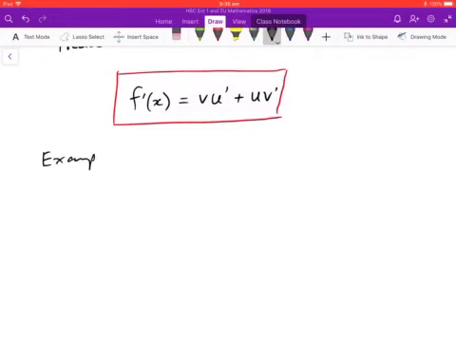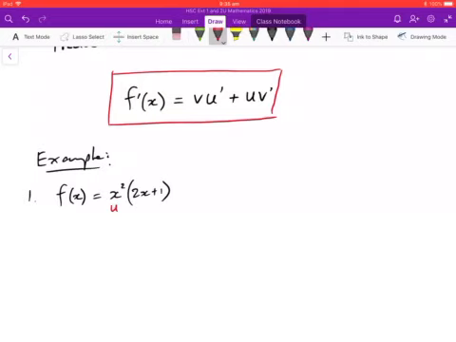So we've got an example. I'll show you the first one that we did. f of x is equal to x squared times 2x plus 1. Now, probably you would just expand this, but I'm going to show you how to do it. I'm going to label the first thing u, and v is this one. It's a good idea to label which one's which.